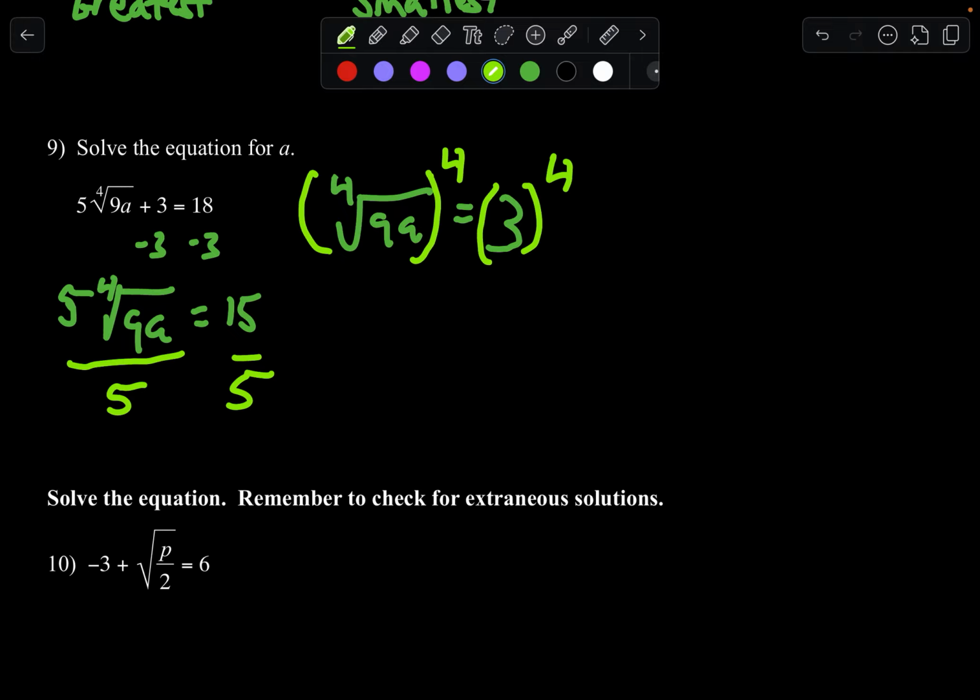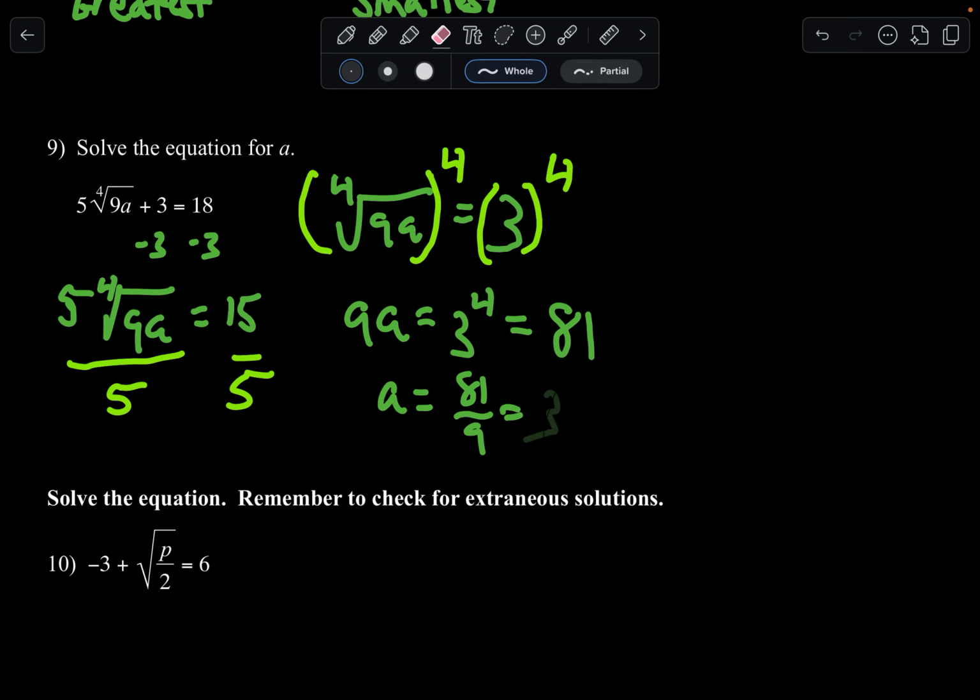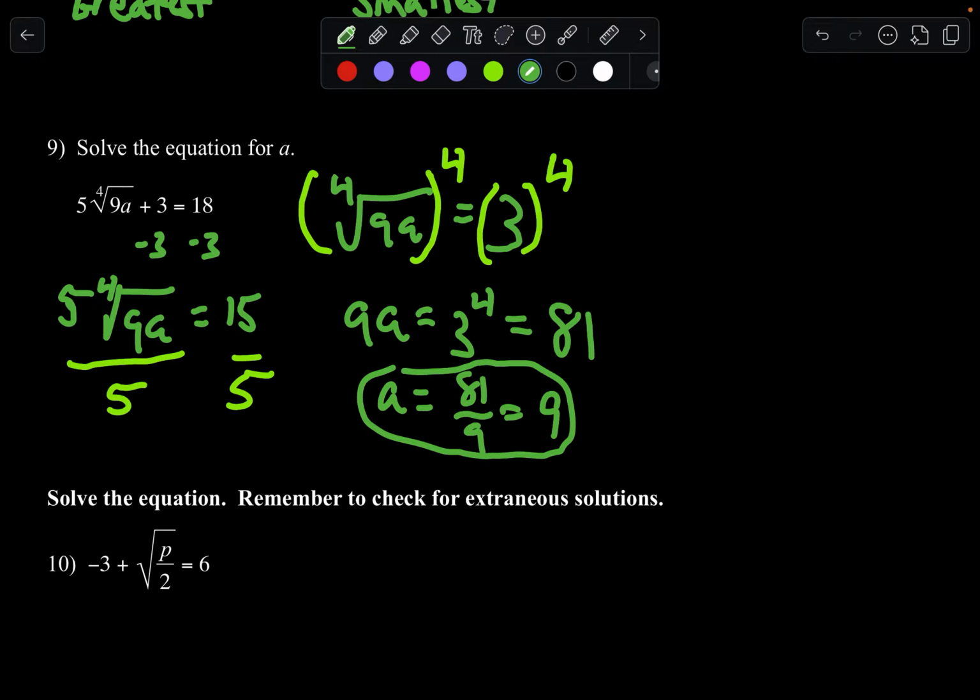So now we have 9a equals whatever 3 to the fourth is. You have calculators. You would realize 3 to the fourth is 81 if you typed it in. And then when you divide by 9, a equals 81 divided by 9 is not 3, it's 9. And so the answer is 9.